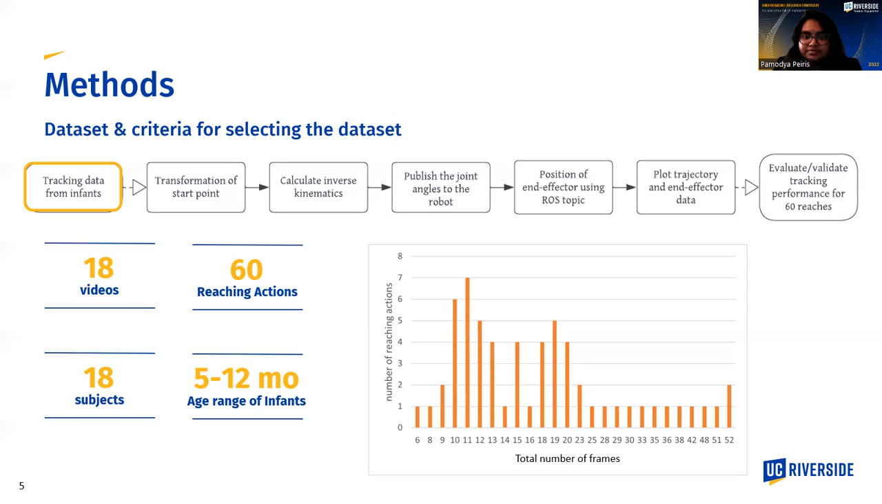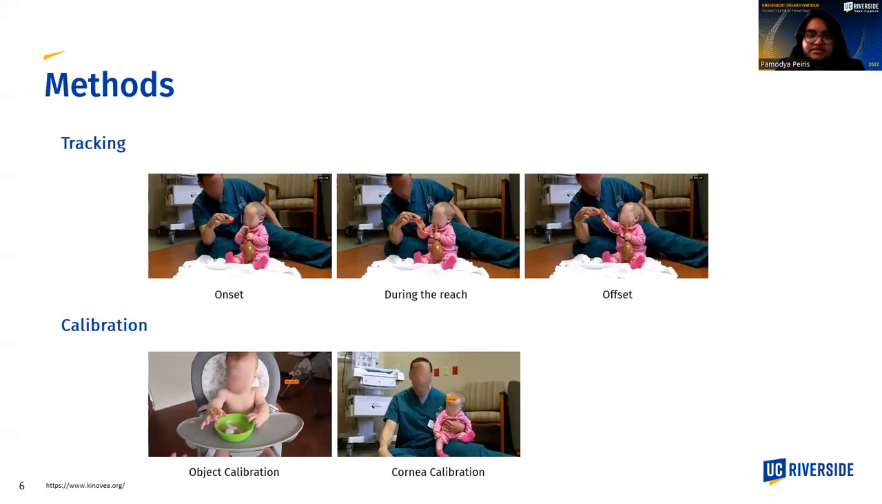And then I'm only taking reaching actions where the infant is performing the reach on a side view or in the same frame, not like this. So the reach has to be performed like this in the video. And these infants range from 5 to 12 months. As you can see in the plot here, this is the distribution of the reaches with the total number of frames and the number of reaching actions.